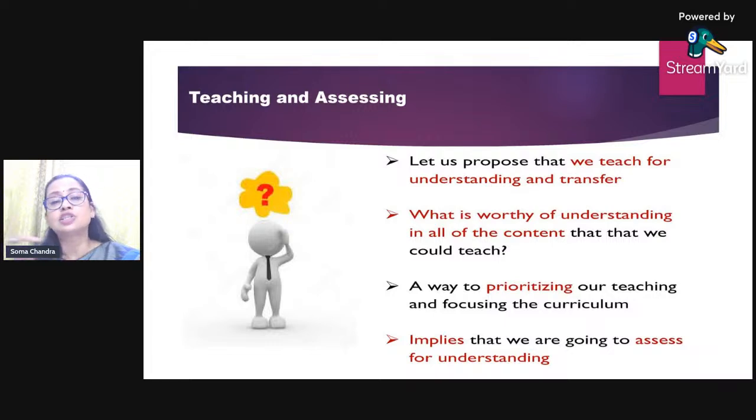So that it continues. Once they go from class 4 to class 5, whatever they have learned in grade 4, they should not forget that. That deeper understanding should remain.